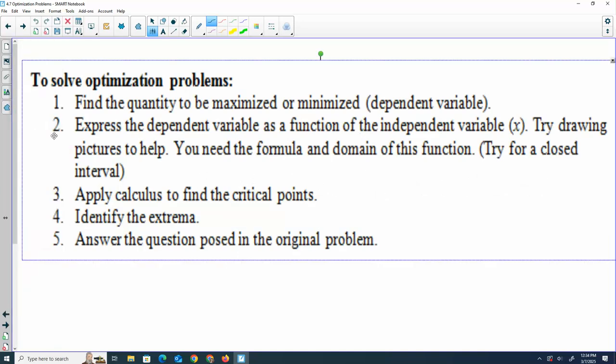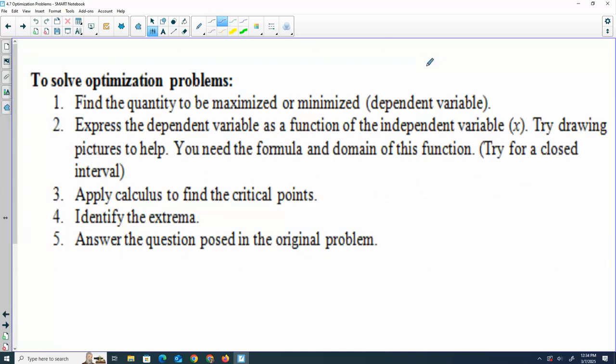So our strategy, we need to be able to identify our variable, the thing that we're trying to maximize or minimize. We don't want to have multiple variables because then we would have to do implicit differentiation. Remember that was kind of ugly. So everything needs to be in terms of one variable. If there's multiple unknowns, find a way to get them all in terms of x. We might have to draw pictures to help us with that.